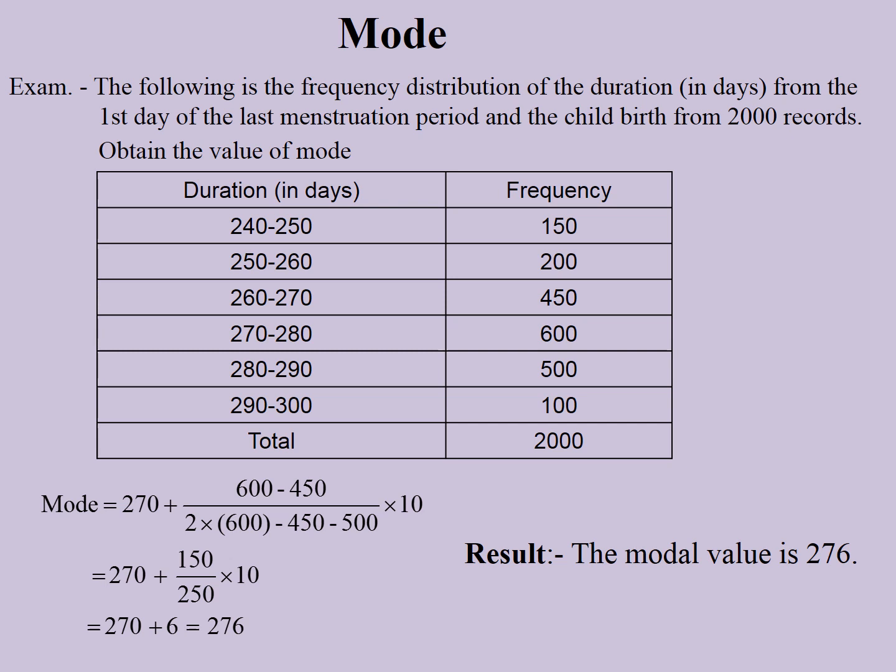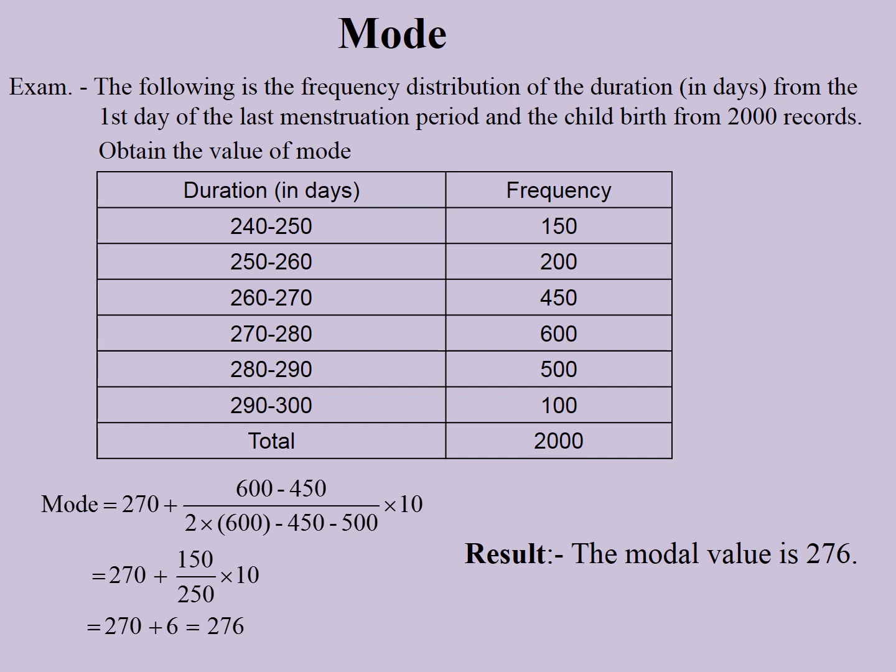So now we have to select the model class having the maximum frequency. So tell me, which class has the maximum frequency? I think the duration interval of 270 days to 280 days, having the frequency of 600. So we have to select it as the model class.